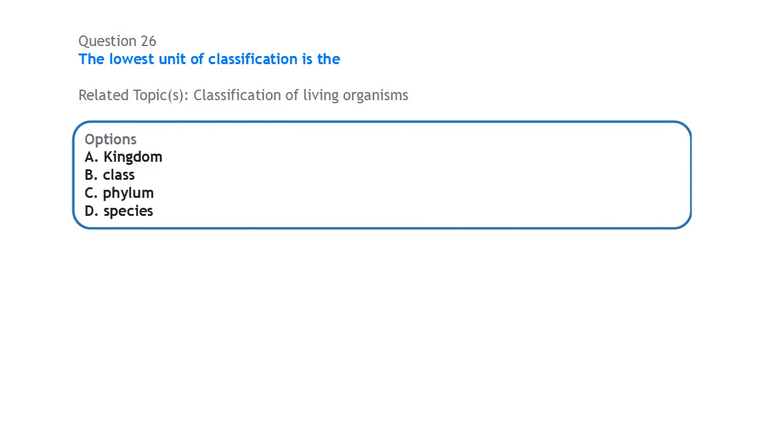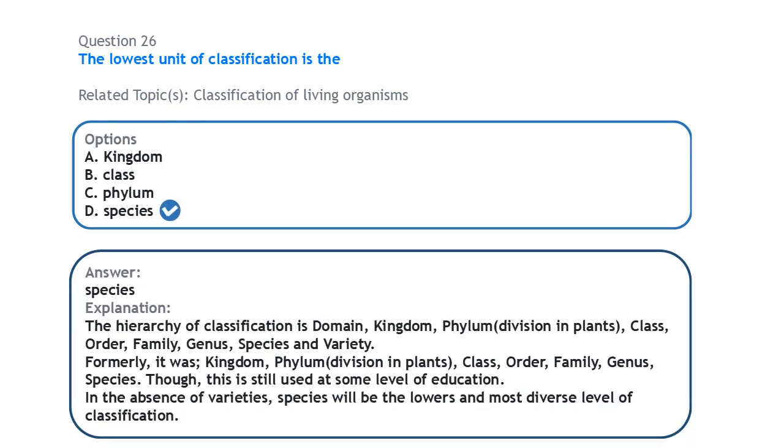Alright, first question. The lowest unit of classification is the species. So the hierarchy of classification is we have the domain, kingdom, we have phylum in animals or division in plants. So we have phylum or division, then we have class, order, family, genus, species, and variety. So the highest is the domain and the lowest is variety.